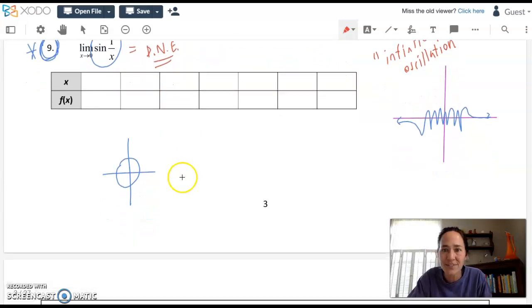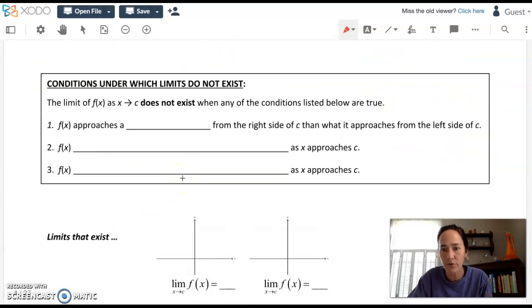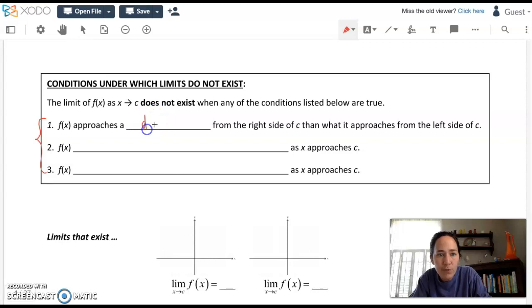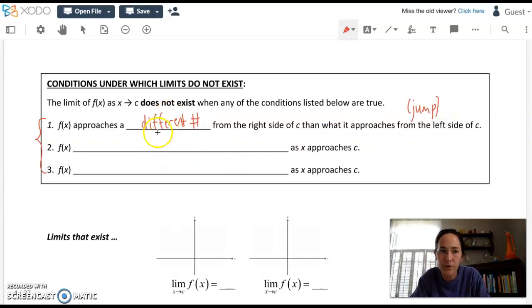I think that's a good place to end it, but I do want to summarize our findings on the next page. So the next page is just a good summary of the 3 cases where we found there to not be a limit. So the limit of f of x as x approaches c does not exist when, in one case, f of x approaches a different number from the right side than what it does on the left. This is called a jump in the graph. We saw that at least once, I think, with a piecewise function.